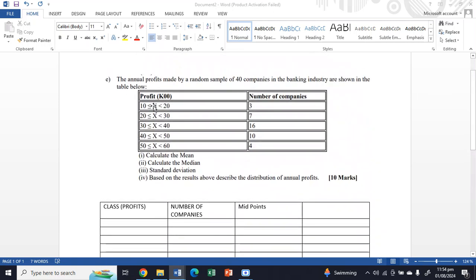So if you want, you can leave your classes like this, 10 or less than 20, but for clarity's sake, I want us to put them in intervals. So 10 but less than 20 implies from 10 to 19. But remember, these are profits. So profits can also have decimals. So we're dealing with continuous data. Profits might have decimals, so this can also include 19.999. From 10 to 19.999.